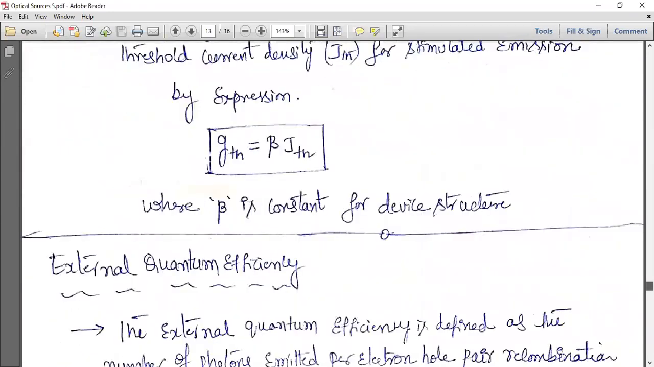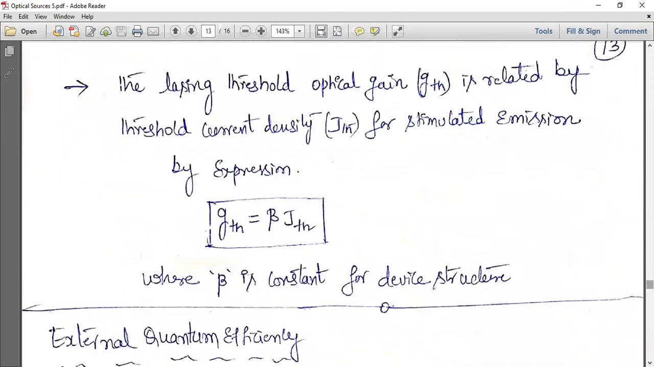With respect to the expression, it is given like this: GTH is equal to beta JTH, where JTH is the current density, and this is the optical gain. Optical gain will be beta times the current density, where beta is a constant dependent on device characteristics, such as reflectivity and the gratings and all these things.